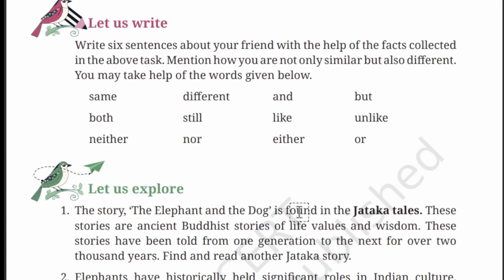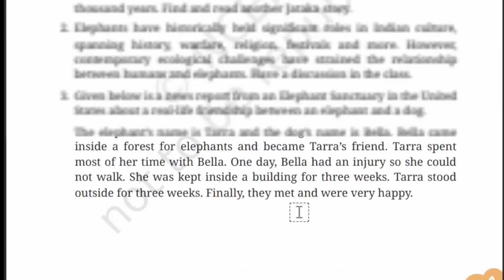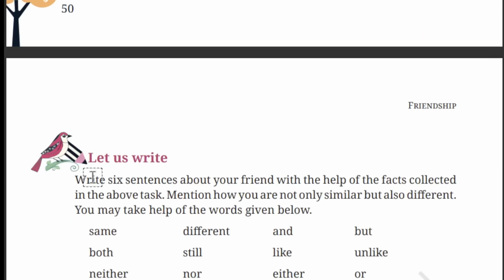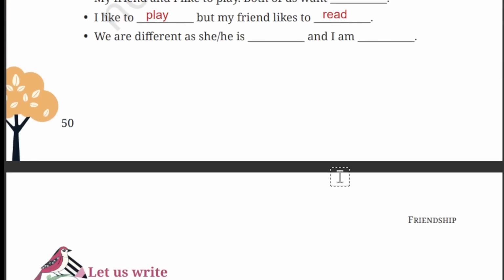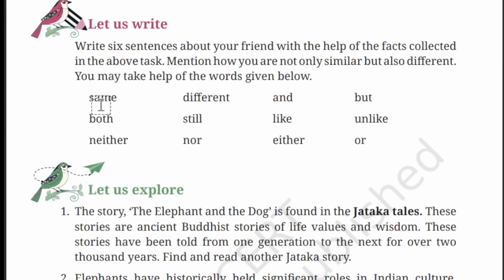So next one, let us write. Write 6 sentences about your friend with help of the facts collected in the above task. Mention how you are not only similar but also different. You may take some help of the words given below. Okay. So using these words, you have to frame a sentence. For example, same means you can write like my friend and myself are the same while playing cricket.